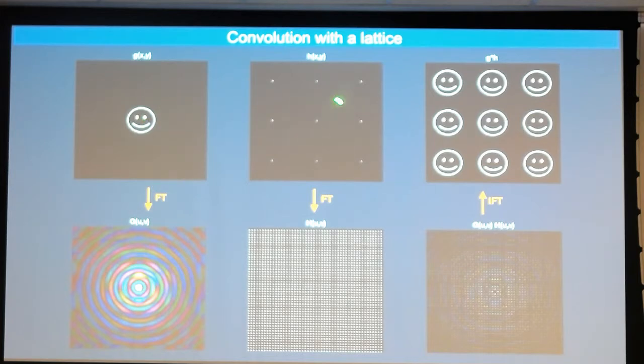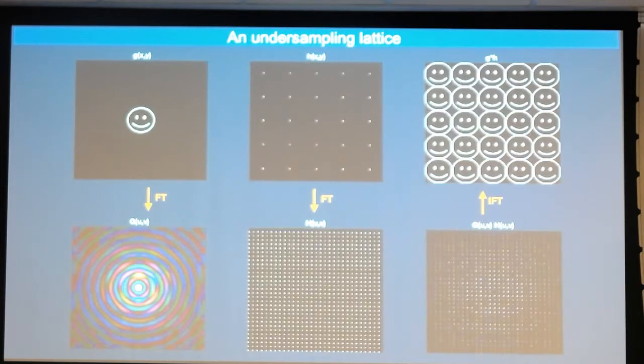You can also do convolution with a lattice. It turns out that a lattice has a Fourier transform that's another lattice. So if I take this, there's its Fourier transform, and I multiply it by the lattice. What I get is a sampled Fourier transform, sampled at discrete points. When I transform it back, I get copies of my original motif on the lattice points. This is a situation that people call aliasing. If I change my lattice so that I'm sampling at fewer points in the frequency domain, then when I transform back, I get copies of my original, but the original unit cells are now overlapping.